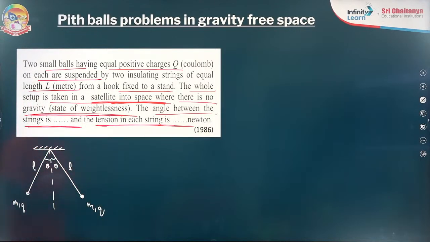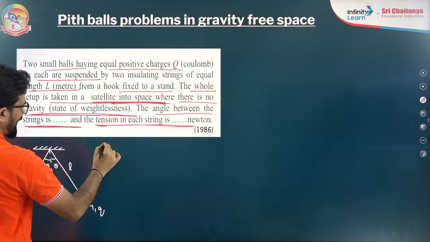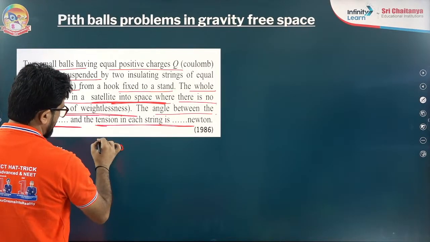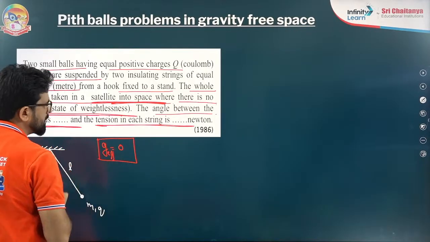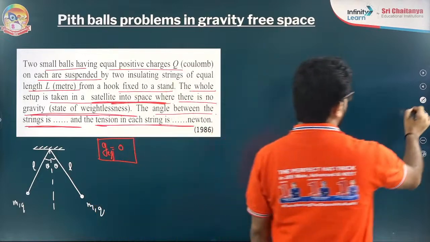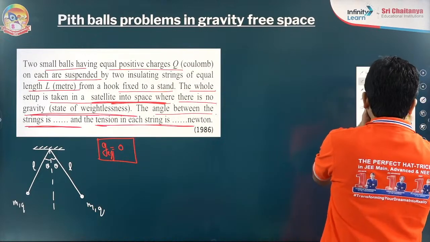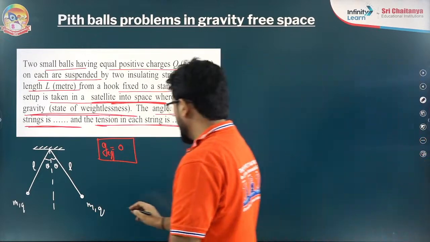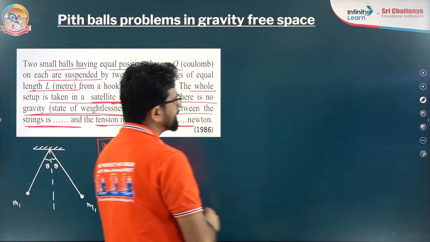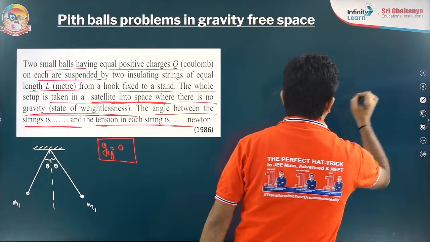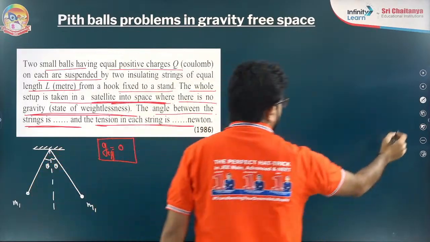Try to understand. Suppose this is the setup and I am taking it in space where gravity is equal to 0. That means the g value is 0, g effective is equal to 0. This is given to you. Now we are going to solve it. I am first putting a few things here: because they have given a charge capital Q, I will take the capital Q and capital L values. So I am putting these values, very simple, beta.